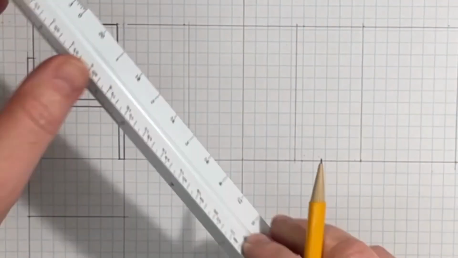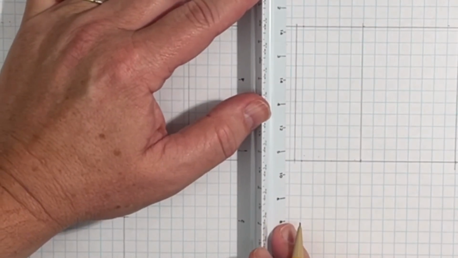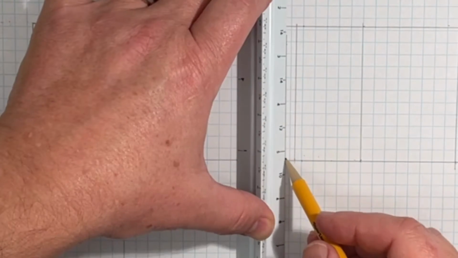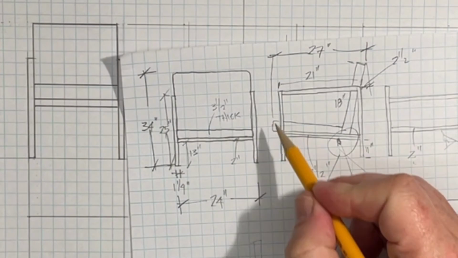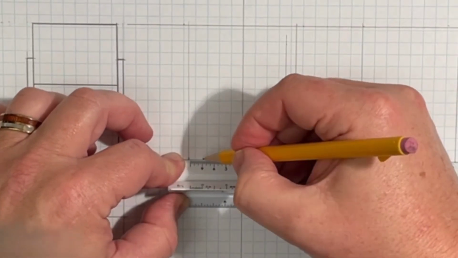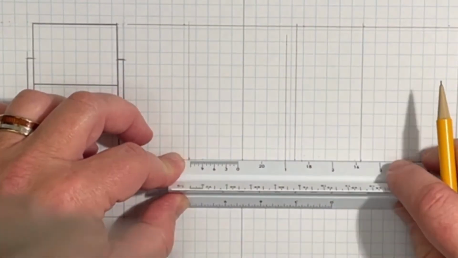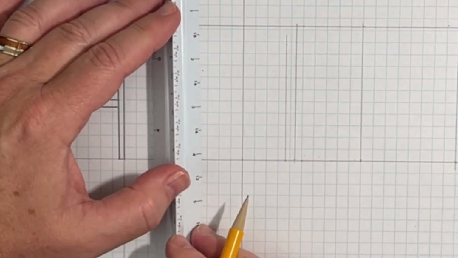2.5. So there's my 2.5 inches. So now I'm going to establish this frame, which is 21 inches wide. So from this line, I'm going to go over here 21 inches, which is 12 inches, 15, 18, 21. So it's going to go to the 9. So 12, there's 21. Going to draw that line.